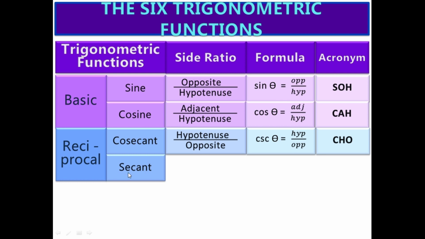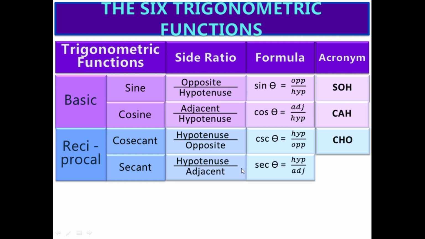Next, we have the secant. Secant is the reciprocal of cosine. So that means we'll need to get the reciprocal of this value, and that is hypotenuse divided by adjacent. So the formula, secant theta is equal to hypotenuse over adjacent, or we call it as SHA.